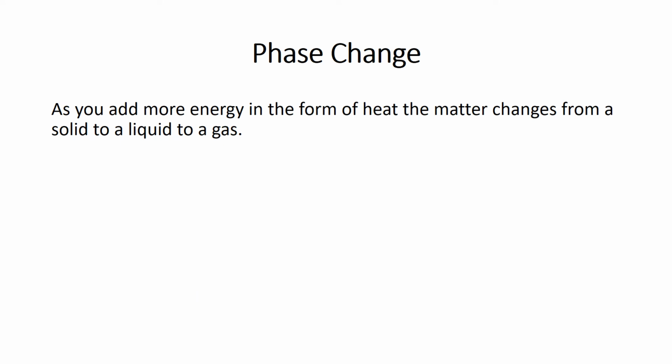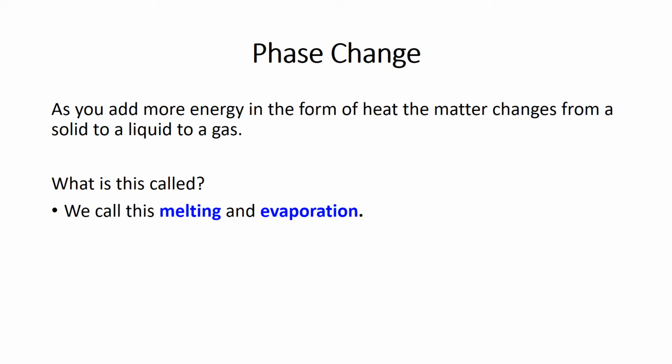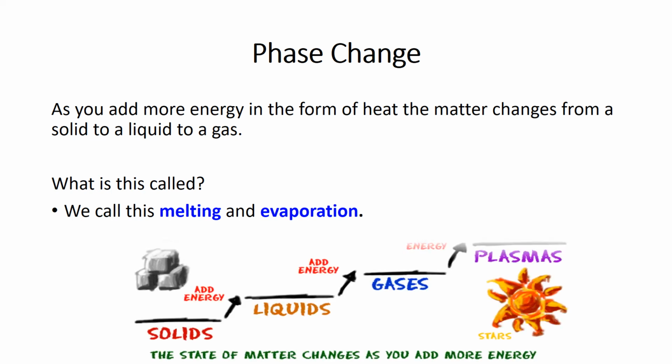So again, just as a quick review, as we're adding more energy in the form of heat, the matter changes from a solid to a liquid and a gas. This actually has a specific name. We call this melting or evaporation. So as it goes from solid to liquid, it is melting. And from liquid to gas, we say that it is experiencing evaporation.